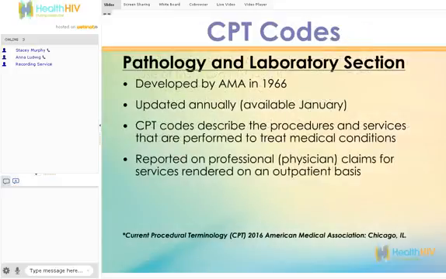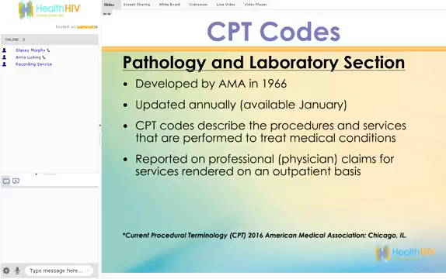The first set of codes that we're going to talk about that utilize pathology and lab services would be from the CPT coding book. If you were on the call last week, we spoke in depth about the evaluation and management codes, which are also out of the CPT coding book. This webinar series will look at the pathology lab codes out of the CPT coding book. The CPT codes were developed by the American Medical Association in 1966. The codes are reviewed and updated annually, and the new code set becomes available every year in January.